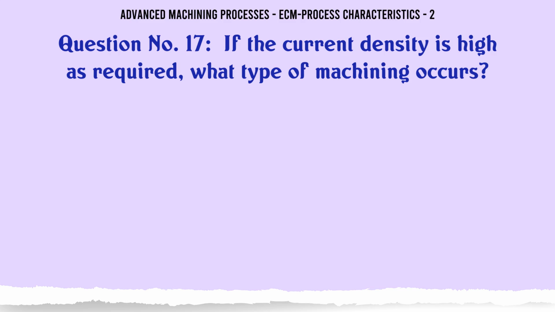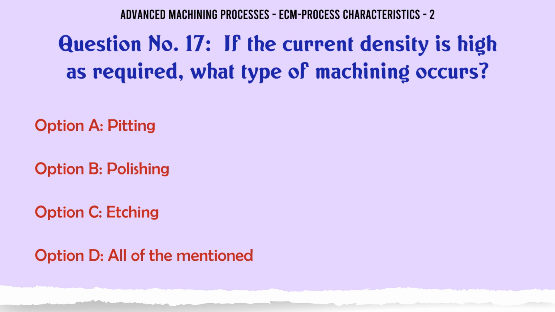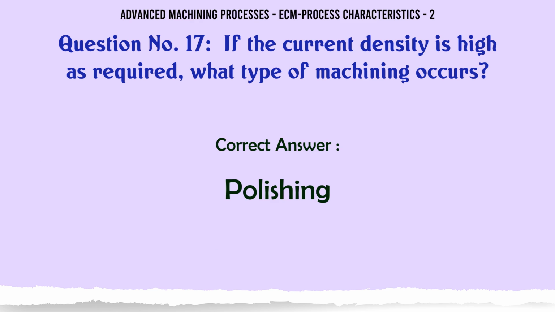If the current density is high as required, what type of machining occurs? A. Pitting. B. Polishing. C. Etching. D. All of the mentioned. The correct answer is polishing.